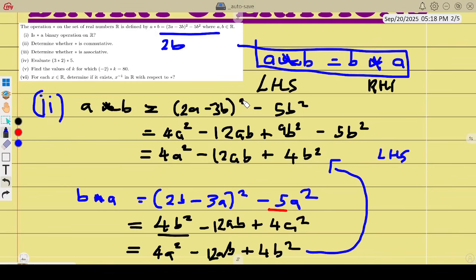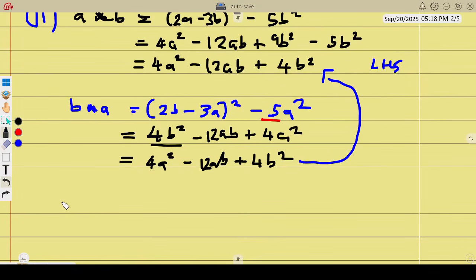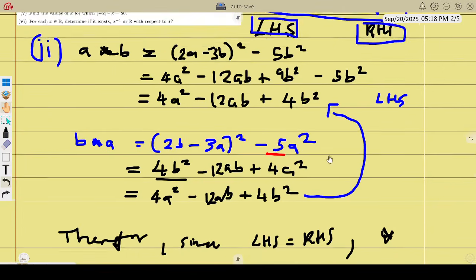Remember, commutativity is when the left hand side is equal to the right hand side, and you can see that here. So ensure you write your conclusion. You say therefore, since the left hand side is equal to the right hand side, then the operation star is commutative. Now we can proceed.